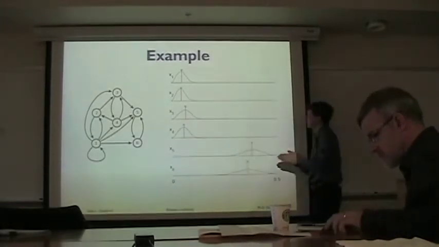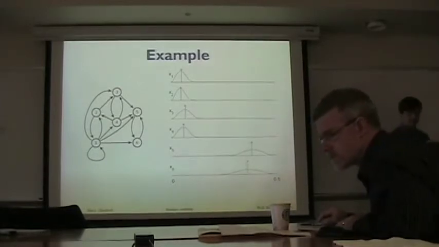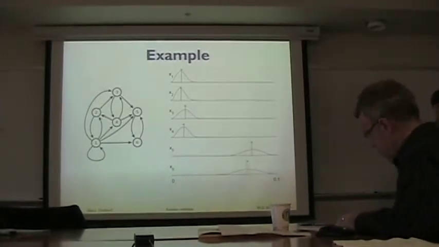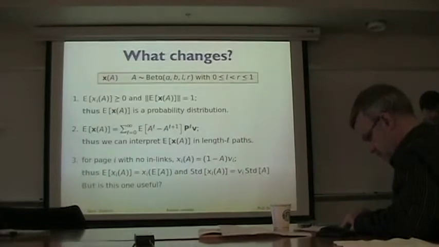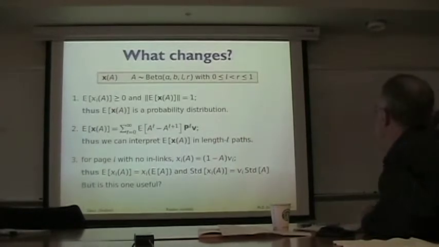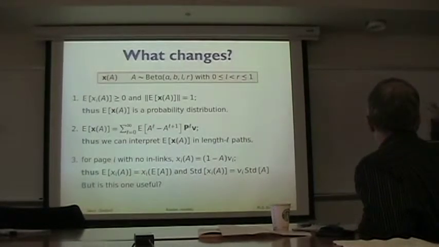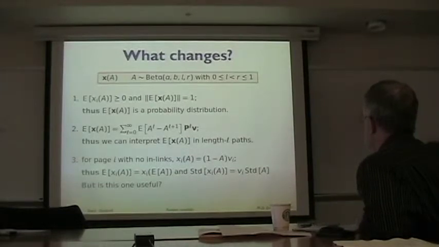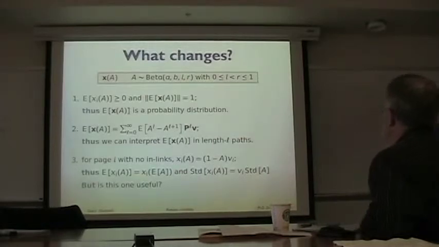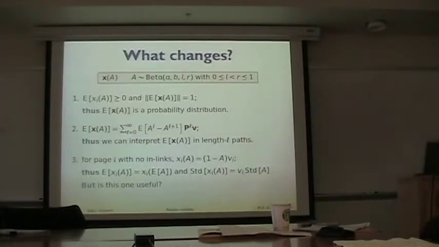We can look at the widths of these things by looking at the variance or standard deviation of these distributions. So what we're going to do in the future is look at those standard deviations and see what we get by looking at them. But first of all, I figured we ought to do a little bit of theory and look at what actually changes in this model of PageRank. Or actually, I might want to say what stays the same, because you can write down a lot of these same properties for PageRank too.